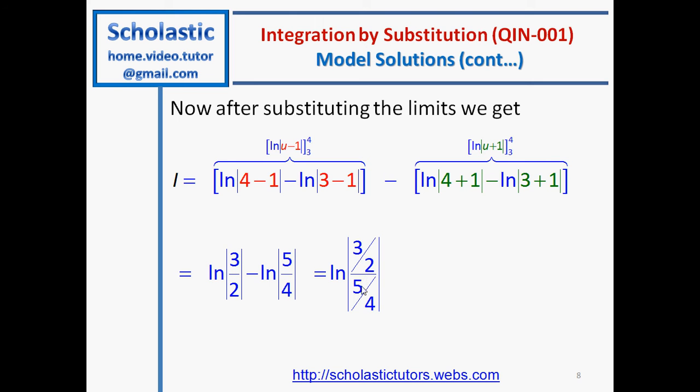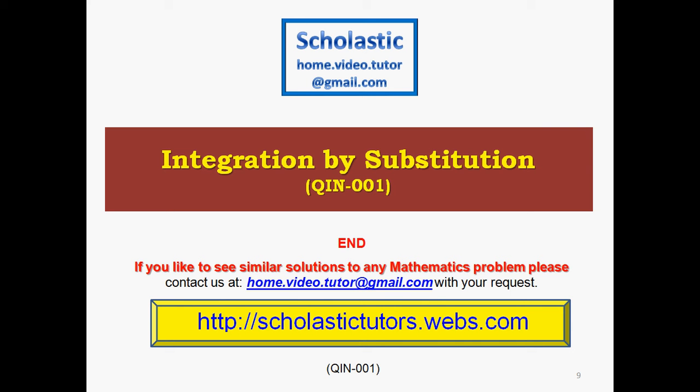So you get ln of 3 divided by 2, minus ln of 4 plus 1, 5 divided by 4. And there's another negative term here, therefore this term is the numerator and this term will be the denominator. So ln of (3 over 2) divided by (5 over 4). Further simplification will lead to the final answer, which is ln of 6 over 5. That's the final answer for this question.